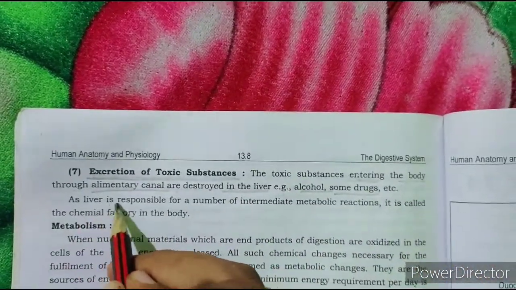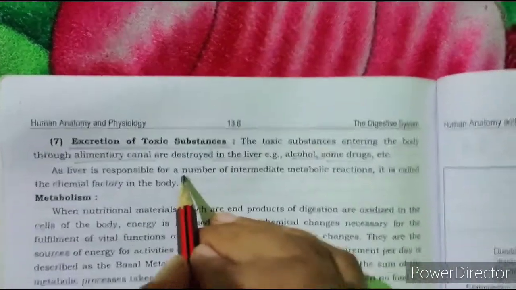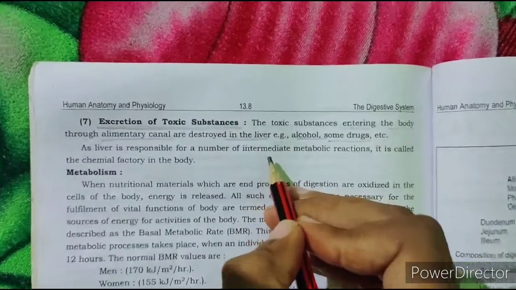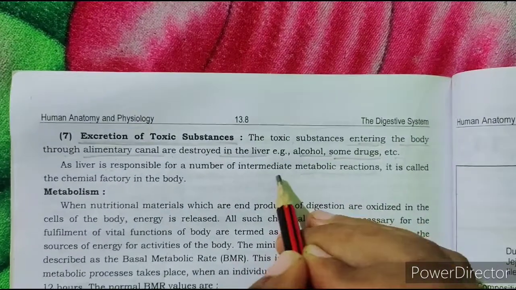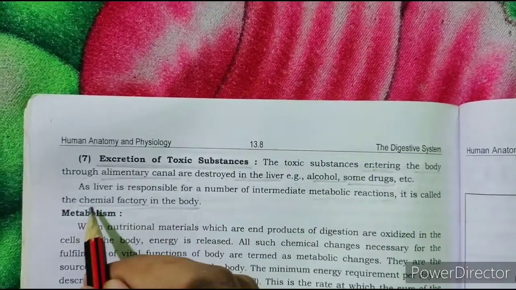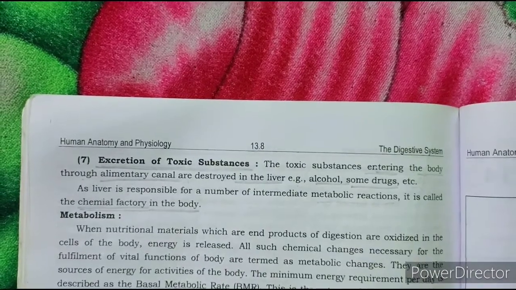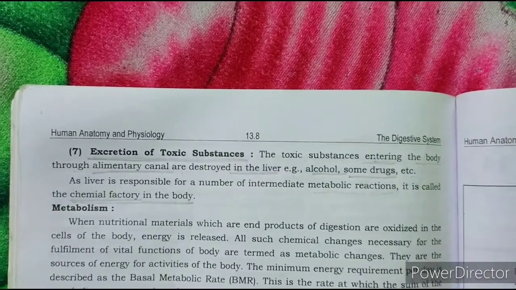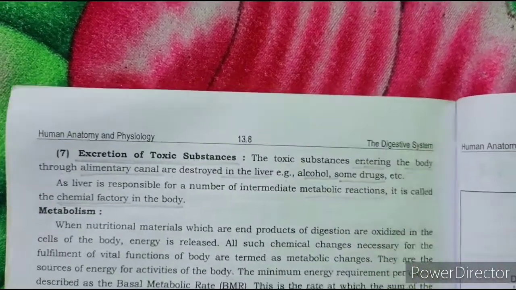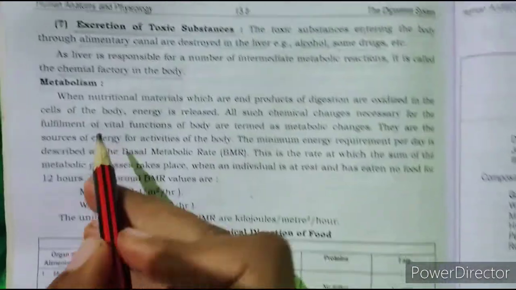As the liver is responsible for a number of intermediate metabolic reactions, it is called the chemical factory in the body. Okay, then which is the chemical factory of our body? You all know, that is the liver. Then the metabolism of our liver.